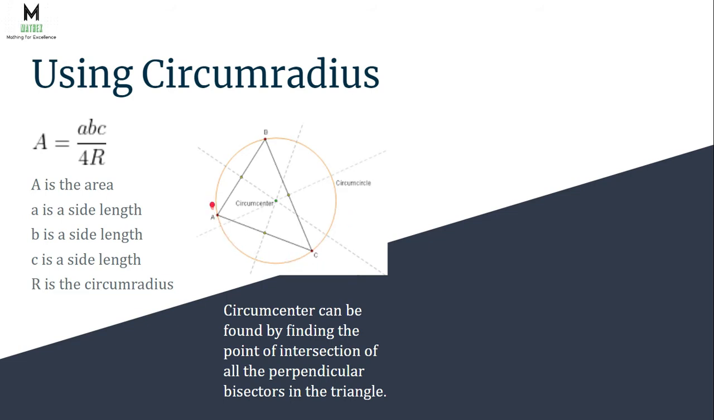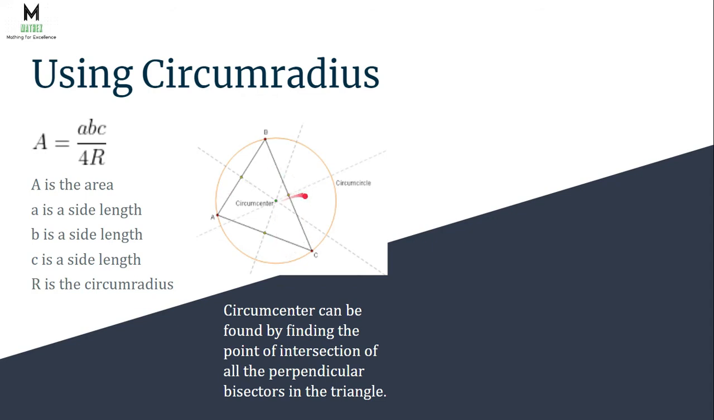In this case, I already showed you the circumcircle of an acute triangle, and we can see that the circumcenter lies inside the triangle. But if we take the circumcenter of an obtuse triangle, this circumcenter would lie outside of the triangle.